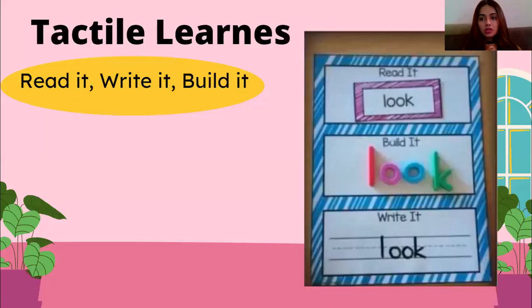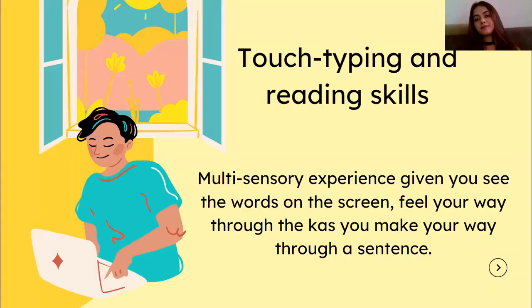The tactile learners. For these tactile learners, I consider this activity, read it, write it, and build it, valid, because in the first one, they read it. Second, they use their hands in order to build it. And they can achieve the complete and whole meaning of what the sentence, story, or vocabulary they need to learn.